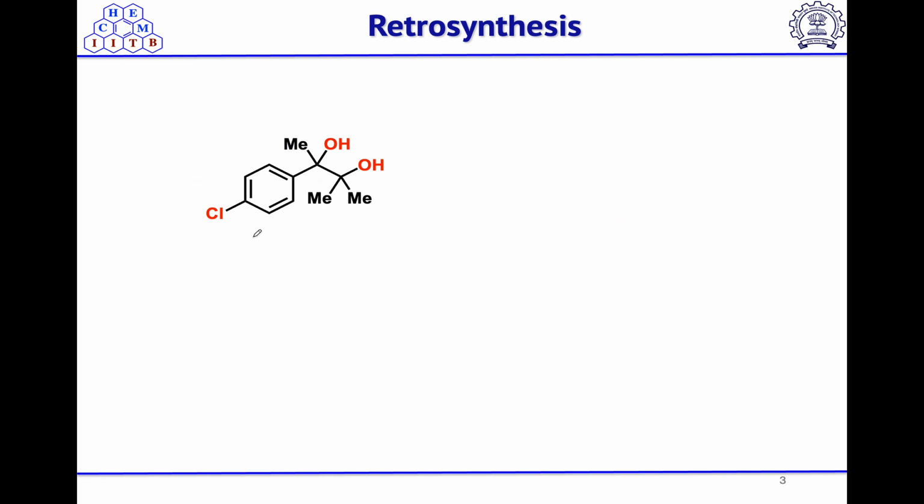So this is the molecule: an aromatic ring having two hydroxy groups, both tertiary alcohols, and this aromatic ring has one chlorine atom. So how can we think about a perfect retrosynthetic analysis? How can we disconnect this molecule in the first step? Just think and write in your notebook: which C-C bond disconnection or which carbon-oxygen bond disconnection can we do in the first step?